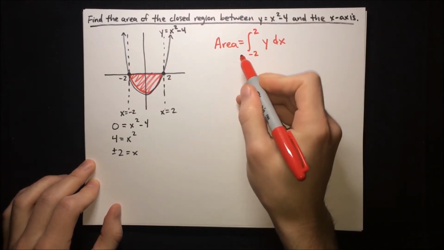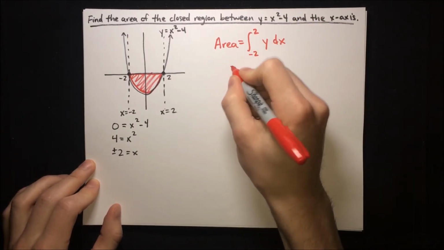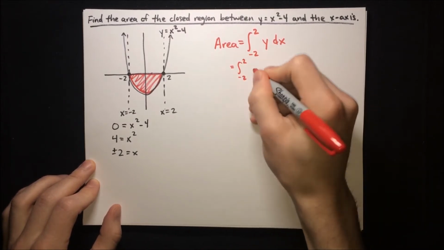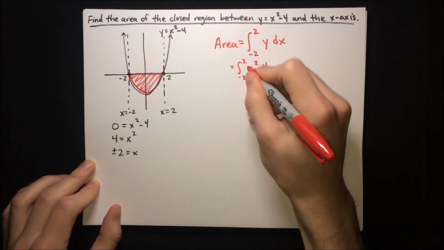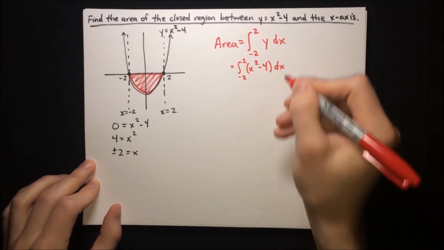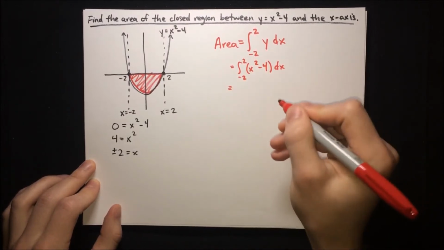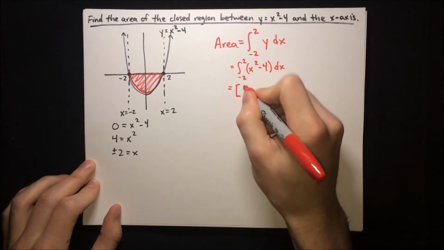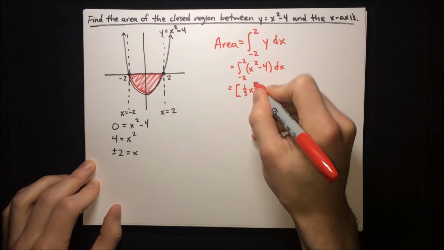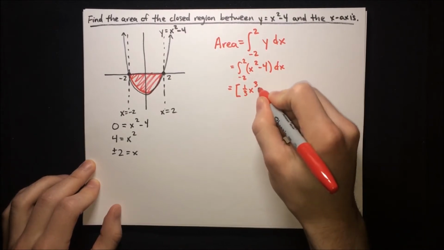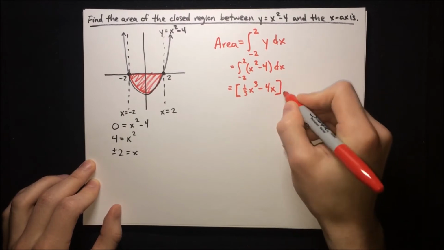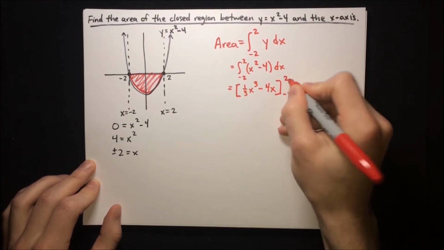And now we're ready to go ahead and evaluate this integral. So let's substitute our expression for y. It's -2 to 2 of x squared minus 4 dx. And that's going to be equal to, let's go ahead and compute the integral. Integral of x squared, that's 1/3 x cubed. And integral of 4, that's just minus 4x. Evaluated at the bounds, -2 and 2.